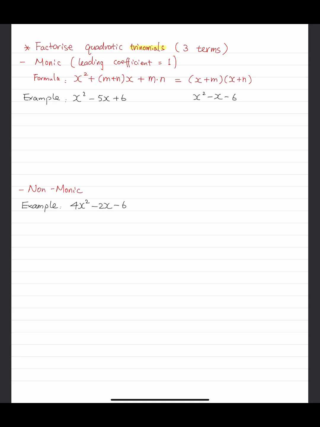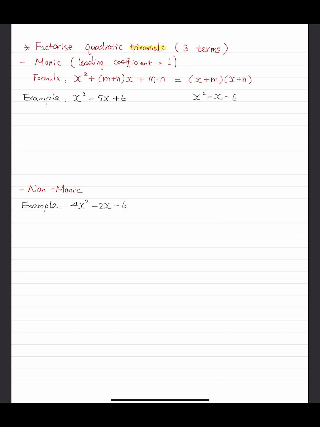Okay, next we're talking about the main concept for factorizing a quadratic trinomial. Now notice here trinomial means 3 terms, a quadratic, and we know what quadratic is, yeah? Start with the monic ones. Monic means the leading coefficient equals 1. That is the simpler case.